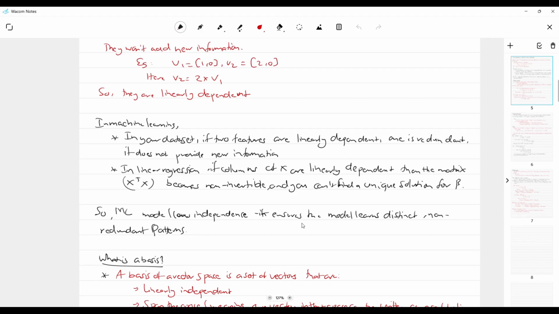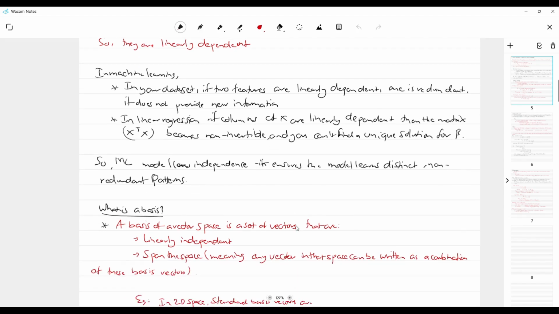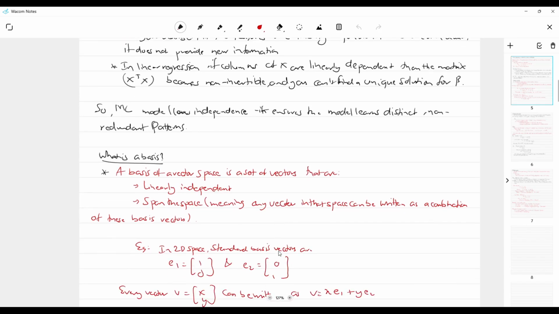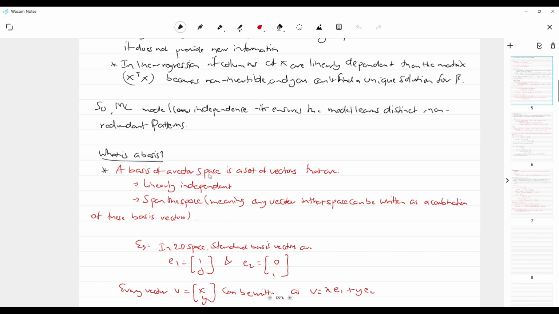Now, we'll move on to part 2, basis vectors. Now that we know independence, let's talk about basis, the backbone of vector spaces. So what is a basis? A basis is a set of vectors that are linearly independent and they span the entire space. You can think of a basis as a coordinate skeleton of a space. Once you know the basis, you can describe every other vector as a combination of these basis vectors.